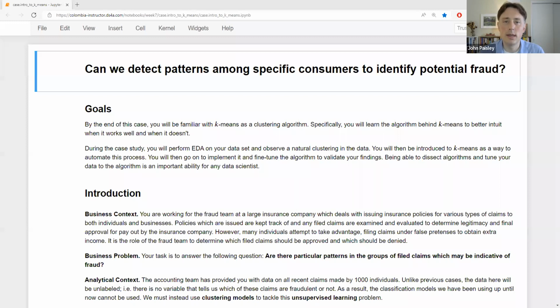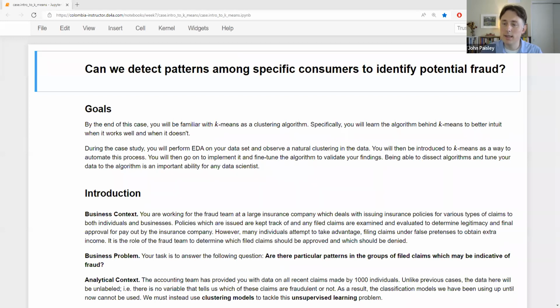Okay, so the title is, can we detect patterns among specific customers to identify potential fraud? You could think of that as a classification problem. You have information about different customers, and then you have the result that you learned of whether they were fraudulent or not. So you could build a model, and then given information about a future customer, predict whether they will commit fraud or not. So it's naturally a classification problem.